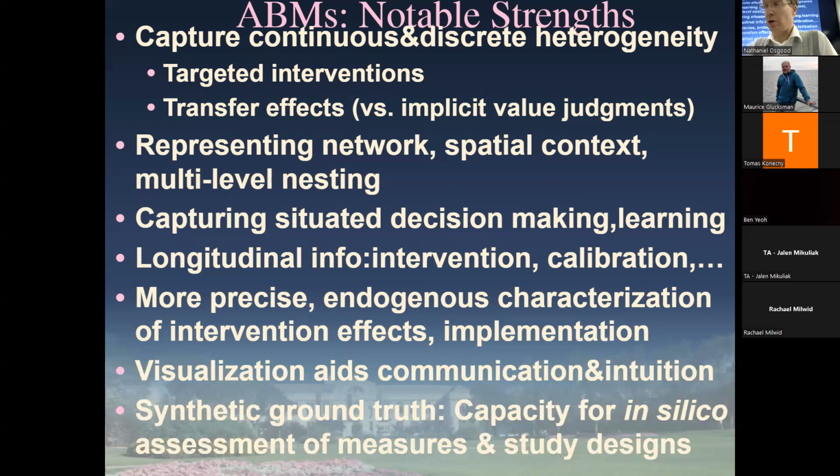It's easier to capture on a continuous basis and on a discrete basis. By that, I mean continuous variables, discrete variables. We can represent networks, spatial context, multi-level nesting within these models in very elegant ways. We can capture situated decision-making. We'll have a talk about this later in the week about drawing on discrete choice theory together with models to represent situated decision-making of agents in a certain environment. Think of an agent with certain preferences in a certain environment with certain options to choose from. We can represent that very easily.